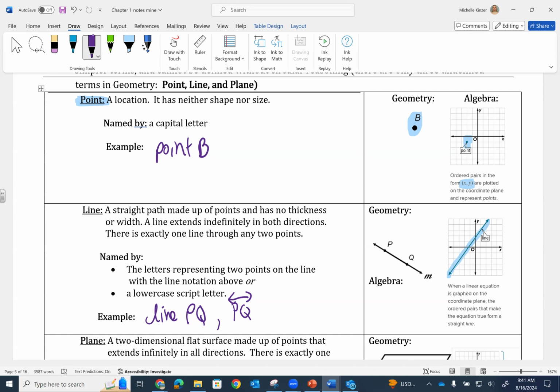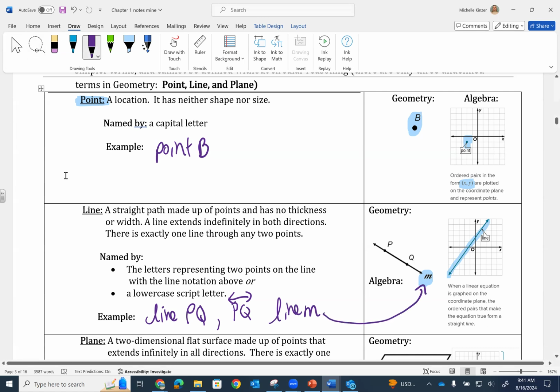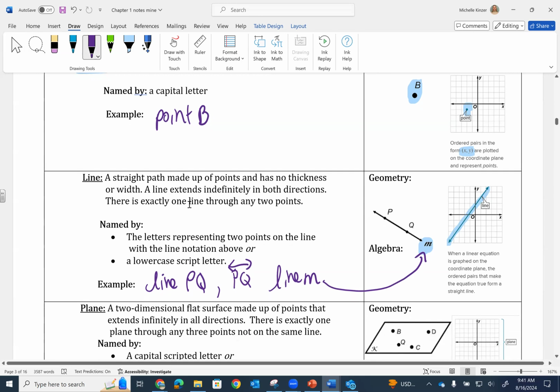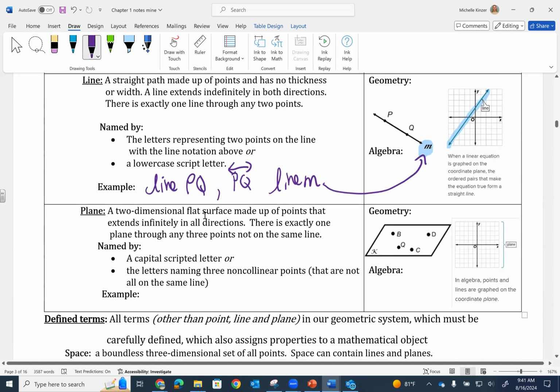And then the last thing is notice over here, this line, not all lines have a nickname, but this one is called line m. I've got a nickname too. My little nieces and nephews call me Aunt Shell. Okay, my name is Michelle, but they abbreviate it because it's such a long word. And so this has a nickname too, and we can say line and use the lowercase m. It's the nickname that this line has. Not all of them have it, but this one does. Okay, and a line goes forever in both directions, has infinitely many points, and you just need two of them to name it. Okay, and so the next thing is a plane.